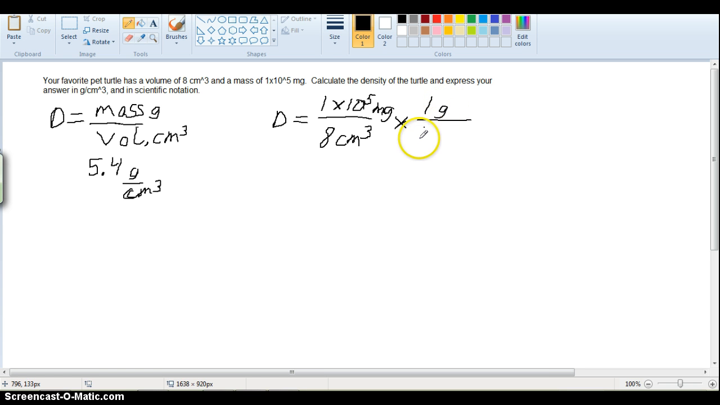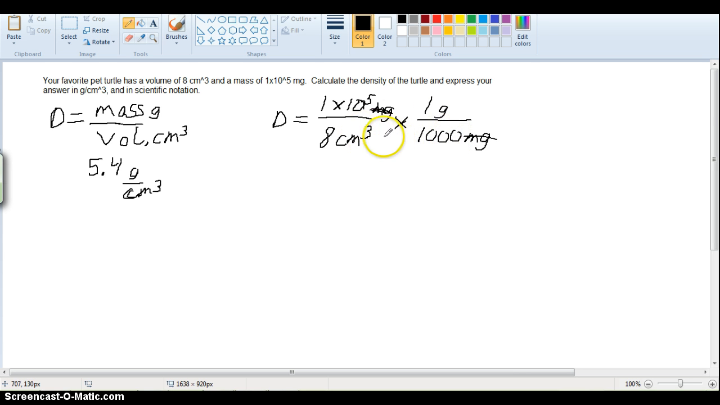is equal to 1,000 milligrams. And that's just a standard metric conversion. That's always the case. 1 gram is always equal to 1,000 milligrams. And now notice, since we have milligrams on the top here, and we're multiplying, and we have milligrams on the bottom here, what we can do is cross out the milligrams. So those units cancel.